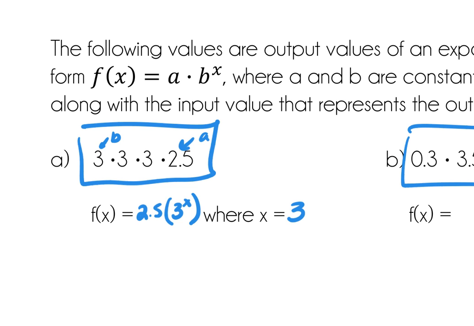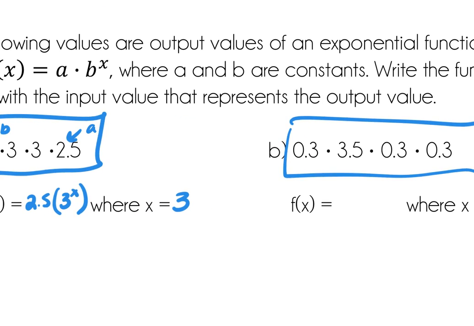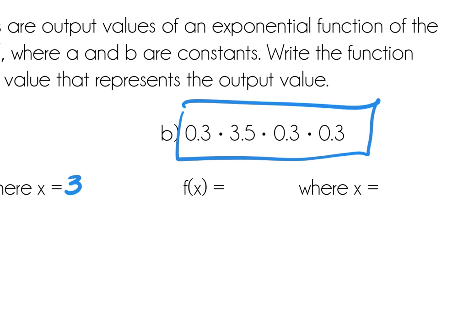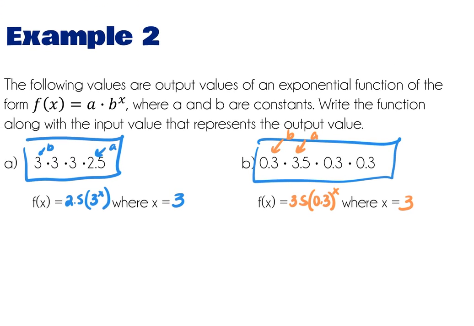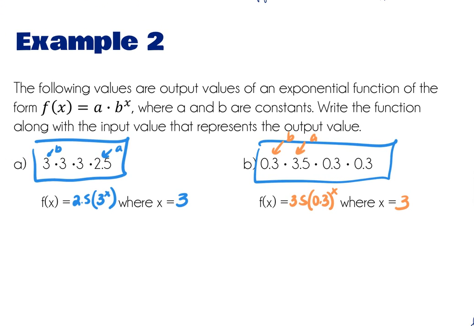Make sense? Okay, so go to B. What's your A? A is 3.5, and the B? 0.03, or 0.3. So 3.5 times 0.3 to the x. And what's the x? Again, 3. Yep. Will there ever be a time when one of the numbers repeats twice and one of the numbers repeats 3 times? No. Questions?